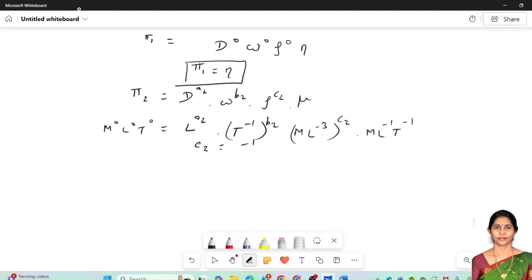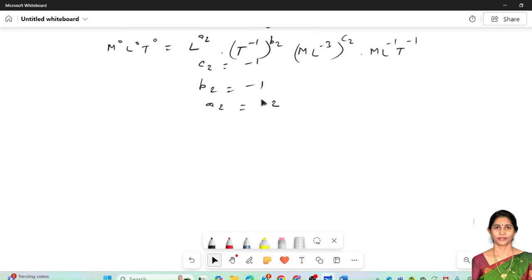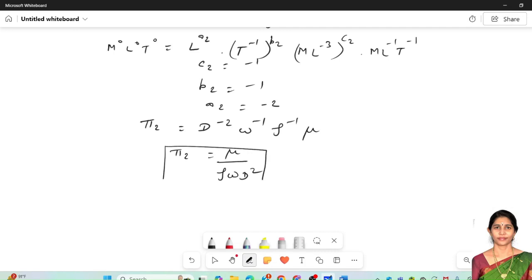C2 is minus 1, B2 is also minus 1, and A2 is minus 2. Now, substituting these values in pi 2, your equation is going to take the form like this: d to the power minus 2, omega minus 1, rho minus 1, and mu. So pi 2 is mu divided by rho omega d square.